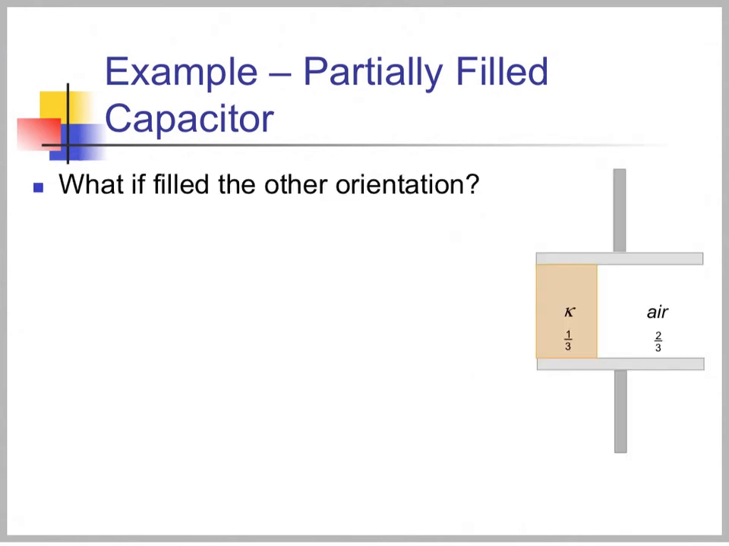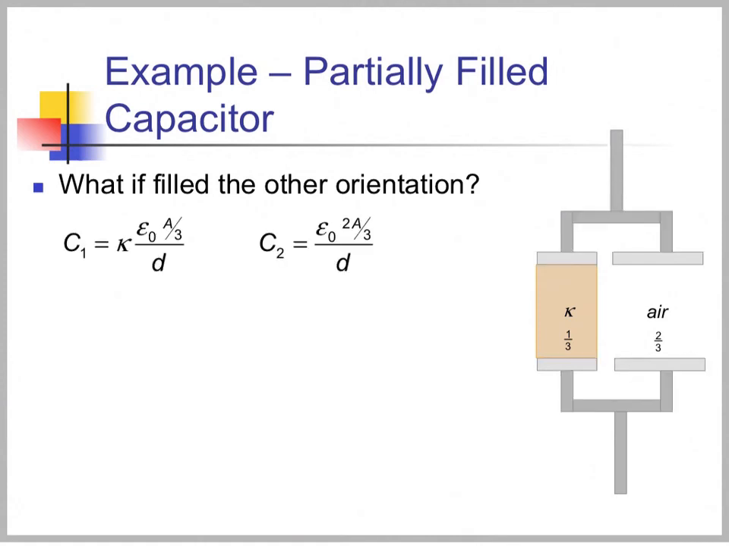What if we filled it in the other orientation? What if we had kappa filling the left side of the capacitor. Well, if that's the case, we could draw it just like it's two capacitors in parallel. In this case, the areas of the plates are going to divide, not the distance between the plates. So C1 is kappa epsilon naught over d times A over 3, and C2 would be just epsilon naught over d times 2/3 A.